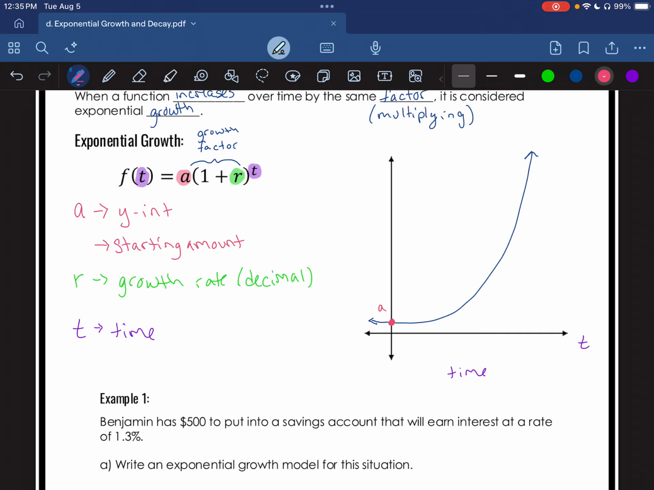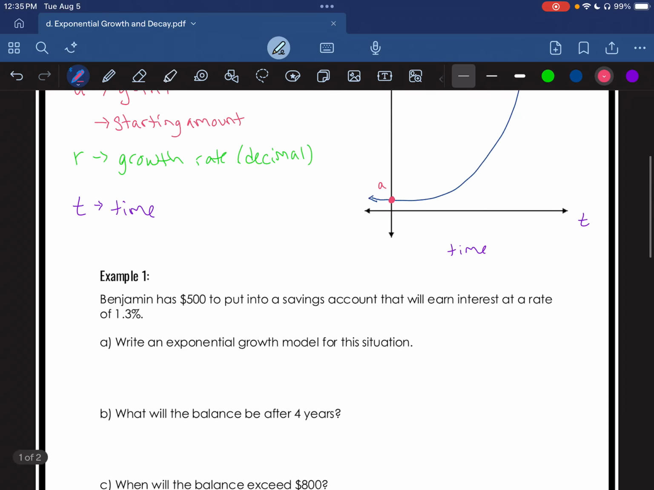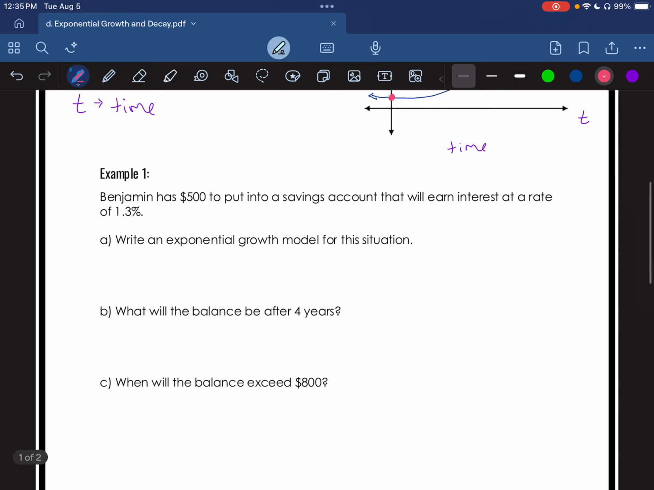All right, so let's talk about some models here. Mr. Benjamin has $500 to put into his savings account. That's a starting amount. And it's going to earn interest at a rate of 1.3%. This is not a good interest rate for his savings account. He's not really going to make any money off of this, just so we're clear. So you'll see it's kind of depressing. All right, anywho, write an exponential model for this situation.